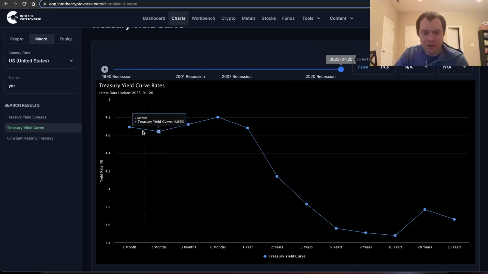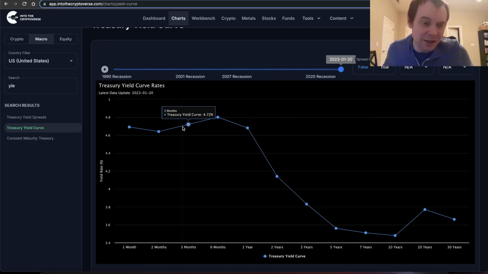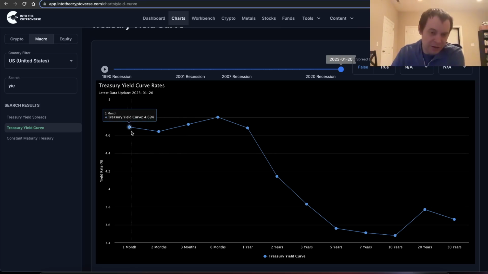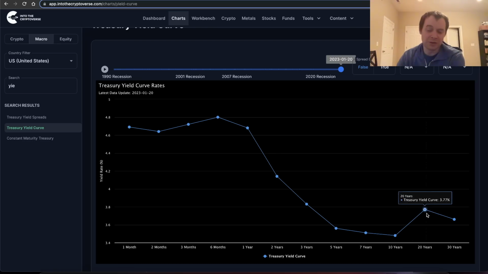Now, what you'll notice is that, again, the short end of the curve is almost fully inverted now. I mean, you're looking at an almost fully inverted yield curve, and all you'd really need to see is for the short end over here, the 1 month, the 2 month, and the 3 month to rise above the 6 month. You're essentially looking at a fully inverted yield curve, with the exception of maybe the 20 and 30 year here at the very end.